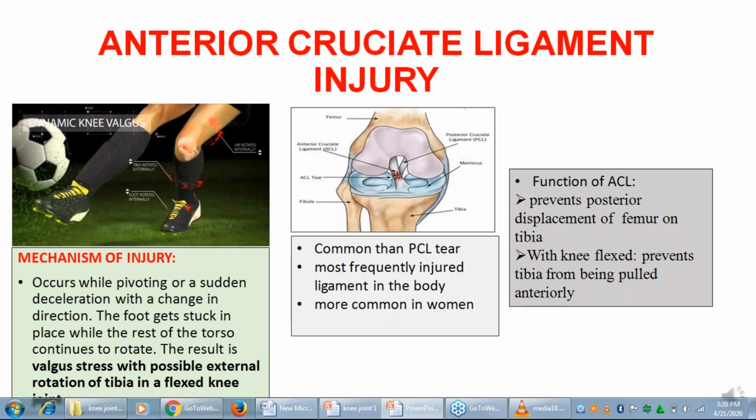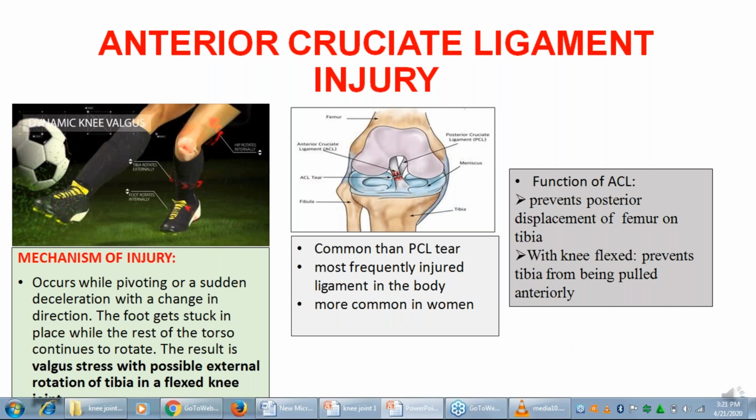Once a patient with anterior cruciate ligament injury comes to a clinician, how is the clinician going to assess whether he has an anterior cruciate ligament injury or not? For that, we do the anterior drawer test. For this test, we should know the function of the anterior cruciate ligament. The function of the anterior cruciate ligament is prevention of posterior displacement of the femur on the tibia, and the test applies this function.